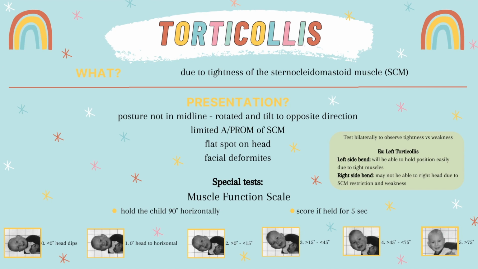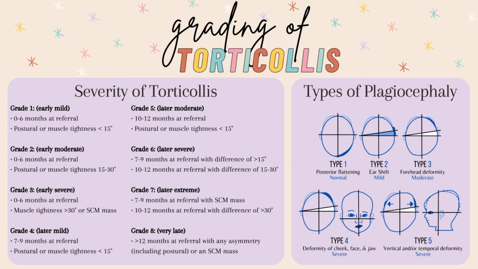So if they had a left torticollis, the left side bend would be able to hold position easily due to the tight muscles, but if they had to do a right side bend, they may not be able to right their head due to the SCM restriction and weakness, which I already kind of mentioned, just putting it out there for an example. There are other ways to grade torticollis.